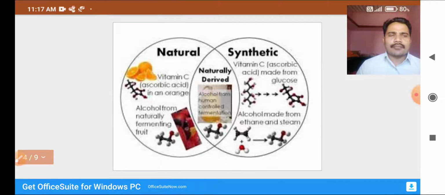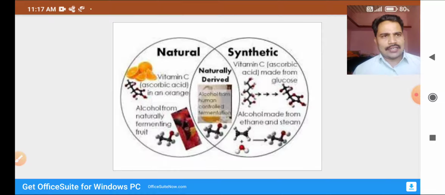Majorly, pesticides are of two kinds: natural and synthetic. Some pesticides are natural, such as vitamins like ascorbic acid in oranges, and alcohol from fermenting fruits. Synthetic ones are, for example, ascorbic acid made from glucose, and alcohol made from ethane and steam. These are man-made, that means they are synthetically made.